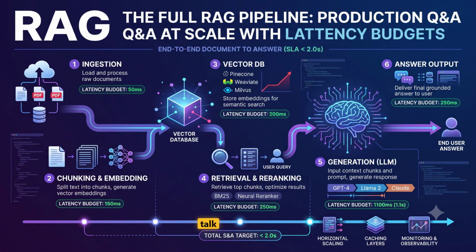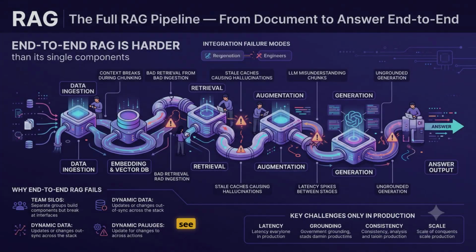Now let us talk about what building this means for you as an engineer in 2026. You see that label at the bottom on the right, key challenges only in production. That is the entire ball game for you in 2026.